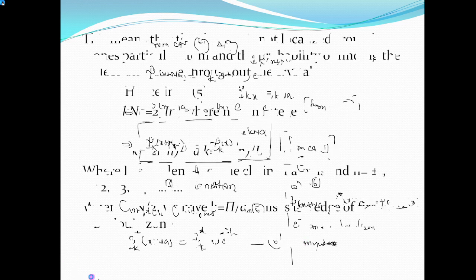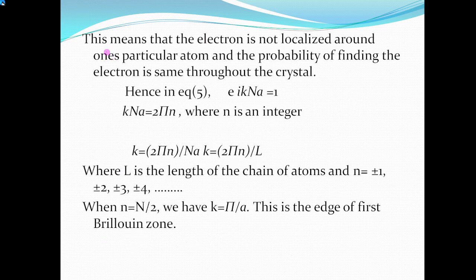Okay. Now see here, this means that the electron is not localized around one particular atom. So it doesn't belong to one particular atom. It will be moving throughout the metal. It belongs to the whole metal. So the probability of finding the particle is the same throughout the crystal.